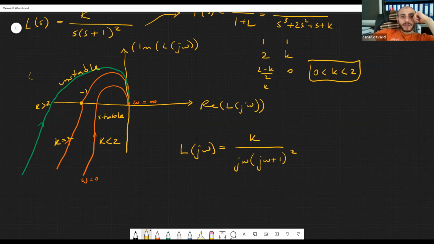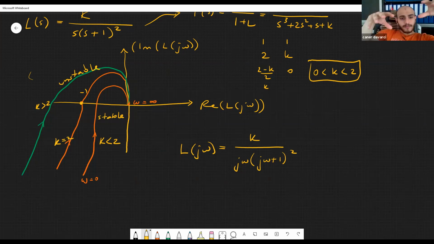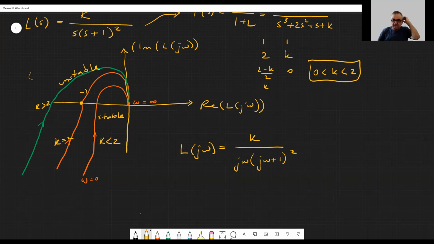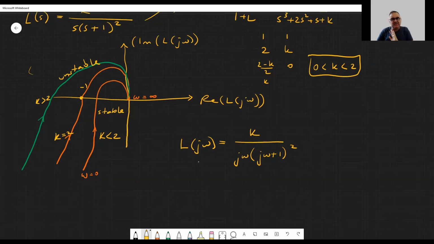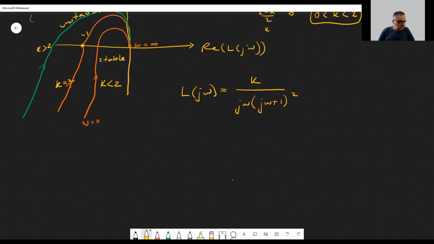Hocam, which code should we write to get this graph in MATLAB or Octave? You just write nyquist. Thank you, hocam. But as I said, I'm not going to use Nyquist plots at all. I will just convert this now to Bode plots actually.